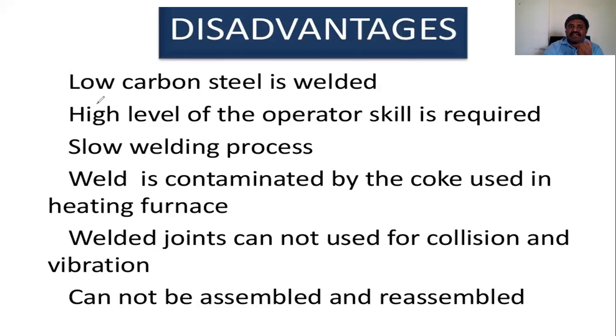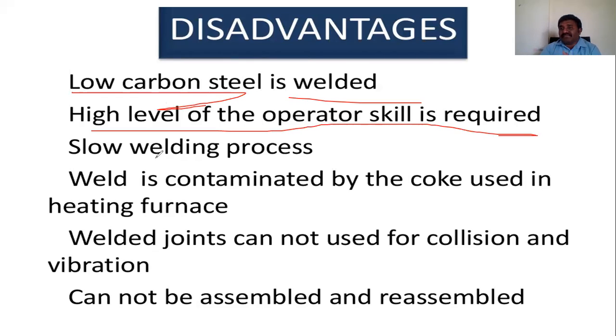Another disadvantage is that only low carbon steel can be welded here, and a high level of operator skill is required, because if something is a mismatch, as we have seen in forging in the olden days, it is very difficult for an unskilled operator. The tongs should be fixed properly and hammering should be done properly. If there is a mismatch, it will hurt the human body.